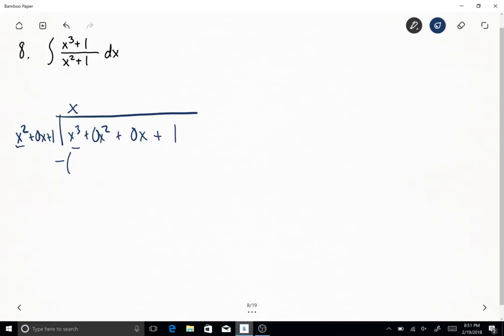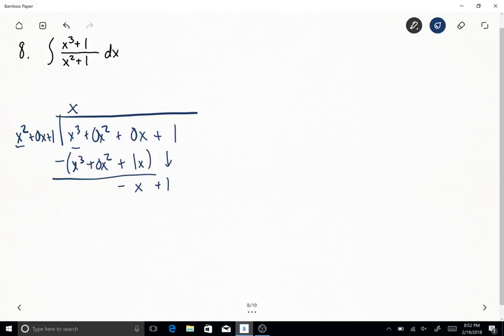So we'll multiply that on through, and that means we get an x cubed plus 0x squared plus, well, x times 1 will give us just 1x. But now we have to subtract those two functions, so we have negative x, and then we have a plus 1.